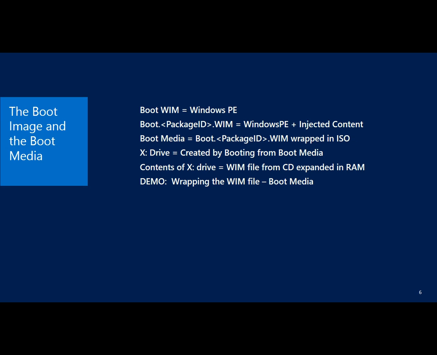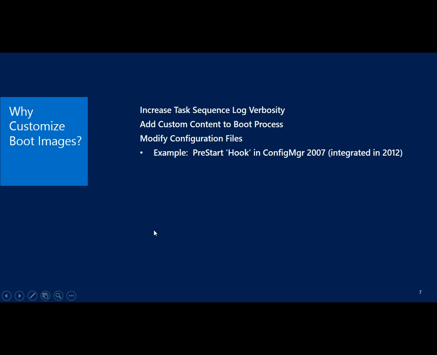And then X drive, just like you saw, it's created by booting from the boot media. The binaries on the boot media know how to create that X drive, know how to expand the WIM onto that X drive, and then the contents of the X drive are exactly the contents of the boot.packageid.wim loaded into RAM. And that whole boot media thing, I'm just showing you how the structure of that works, right? All right.